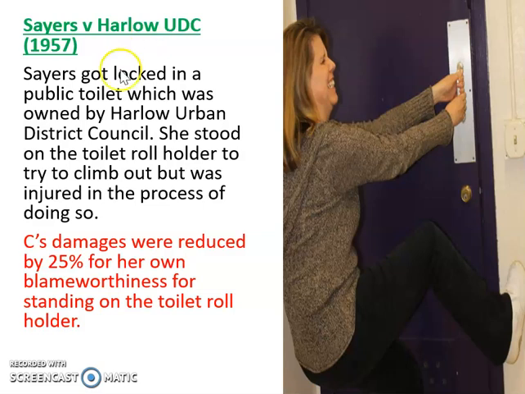Obviously, the council were at fault, but the court decided that the claimant's damages were going to be reduced by 25% for her own blameworthiness or stupidity in standing on the toilet roll holder. So whatever money she would have got if she hadn't been at fault was reduced by 25%. So you can see here that the court is apportioning blame between Sayers and Harlow. And in this way, contributory negligence is quite a nice defence because it's trying to strike a balance between the parties.